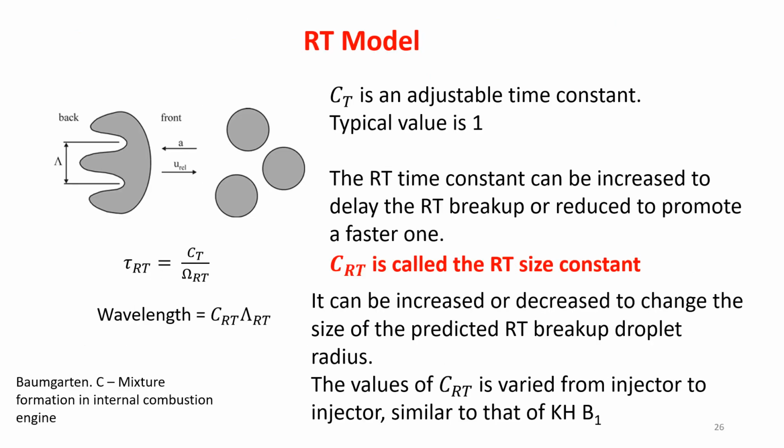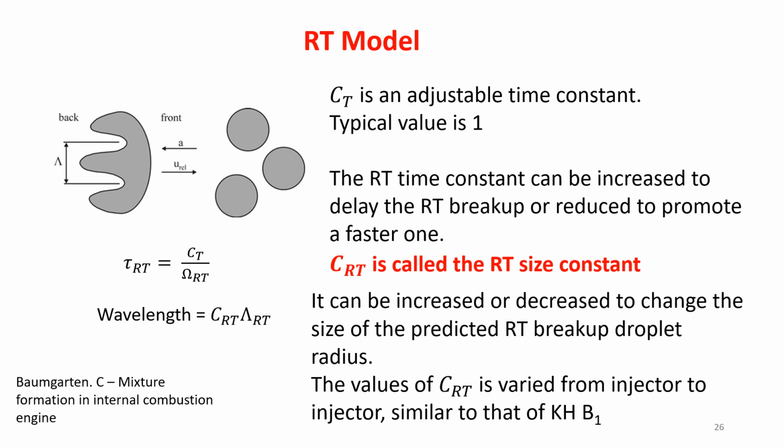Coming to the RT model, the breakup time of the Rayleigh-Taylor model is derived as CT divided by omega RT, and the wavelength is shown as sigma RT multiplied with the constant CRT. The CT is an adjustable time constant, which has a typical value of 1, where CRT is an RT size constant, similar to the B1 constant from the KH model. The CRT is also varied from injector to injector. It can be increased or decreased to change the predicted RT breakup droplet radius.